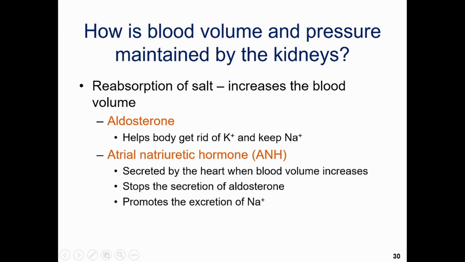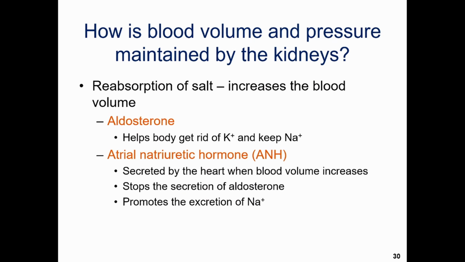So atrial natriuretic hormone is secreted by the heart when blood volume is high. So when blood volume is high, we don't want to keep salt at that point because we don't want to increase the blood volume anymore. We're already at capacity. So ANH is going to stop aldosterone, and that's going to allow us to excrete sodium instead. So renin promotes aldosterone, ANH inhibits aldosterone. So you think of renin and ANH as working in opposite of each other.